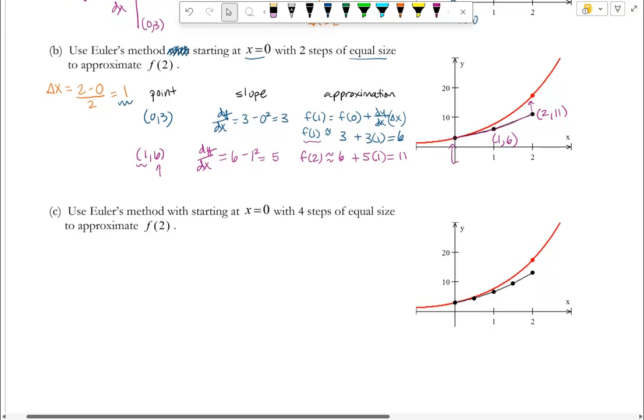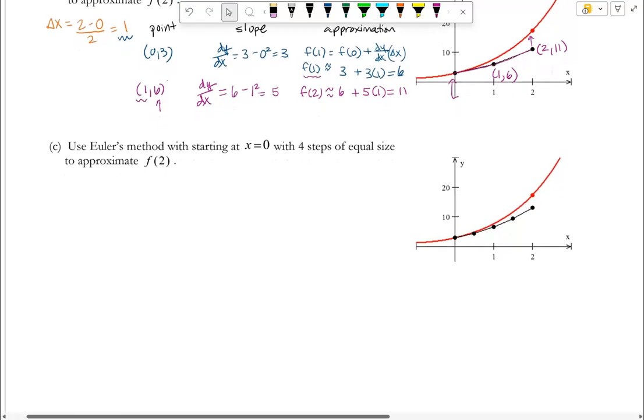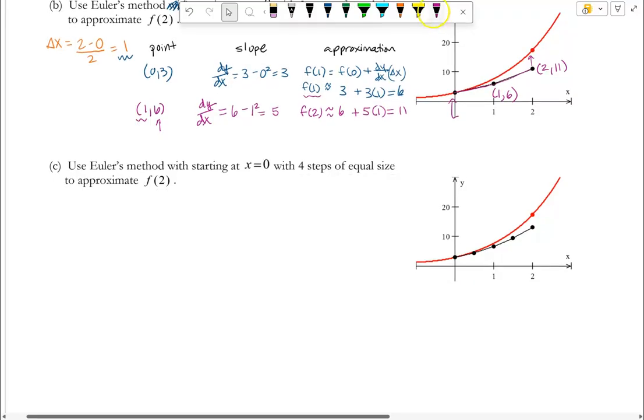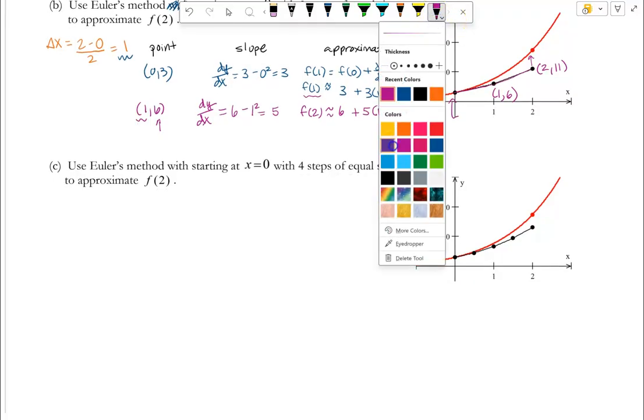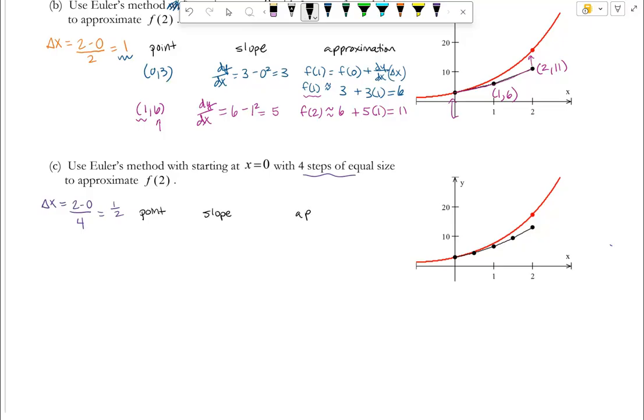So let's look at this one last example. It's the same curve, but we're going to start at 0. We're going to do 4 steps of equal size. I'm going to encourage you to pause the video and try this one on your own, but I'm going to keep rolling. All right, so we said first to think about delta x. We know that we are going from 0 to 2. So I'm going to do 2 minus 0, and I'm going to divide that by 4 to get 4 steps of equal size. So my delta x is now 1/2. And again, I'm going to keep track of my original point and my slope and my approximation.